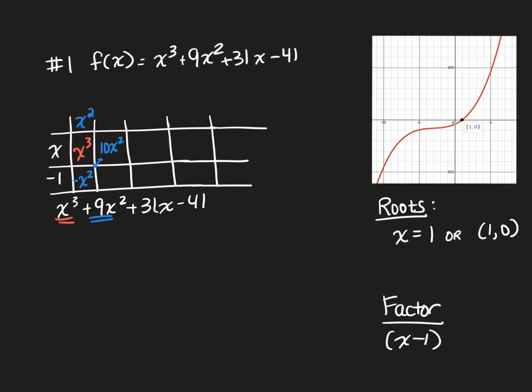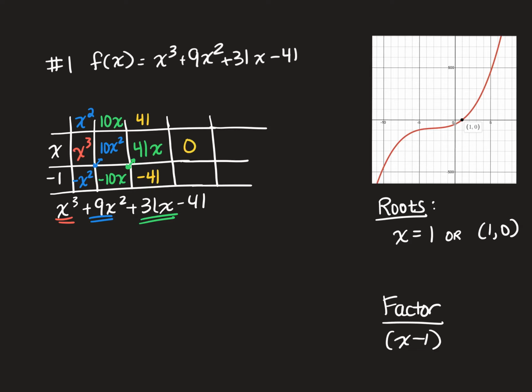All right, and then I can start the process again. Something times x gives me 10x squared. That's going to be 10x. Okay, and then I have 10x times -1 is negative 10x. And then once again, I know these 2 boxes have to add up to 31x. So I'm going to have to add 41x here. And then finally, I know that x times 41 will give me 41x. Negative 41 is what I would have there.